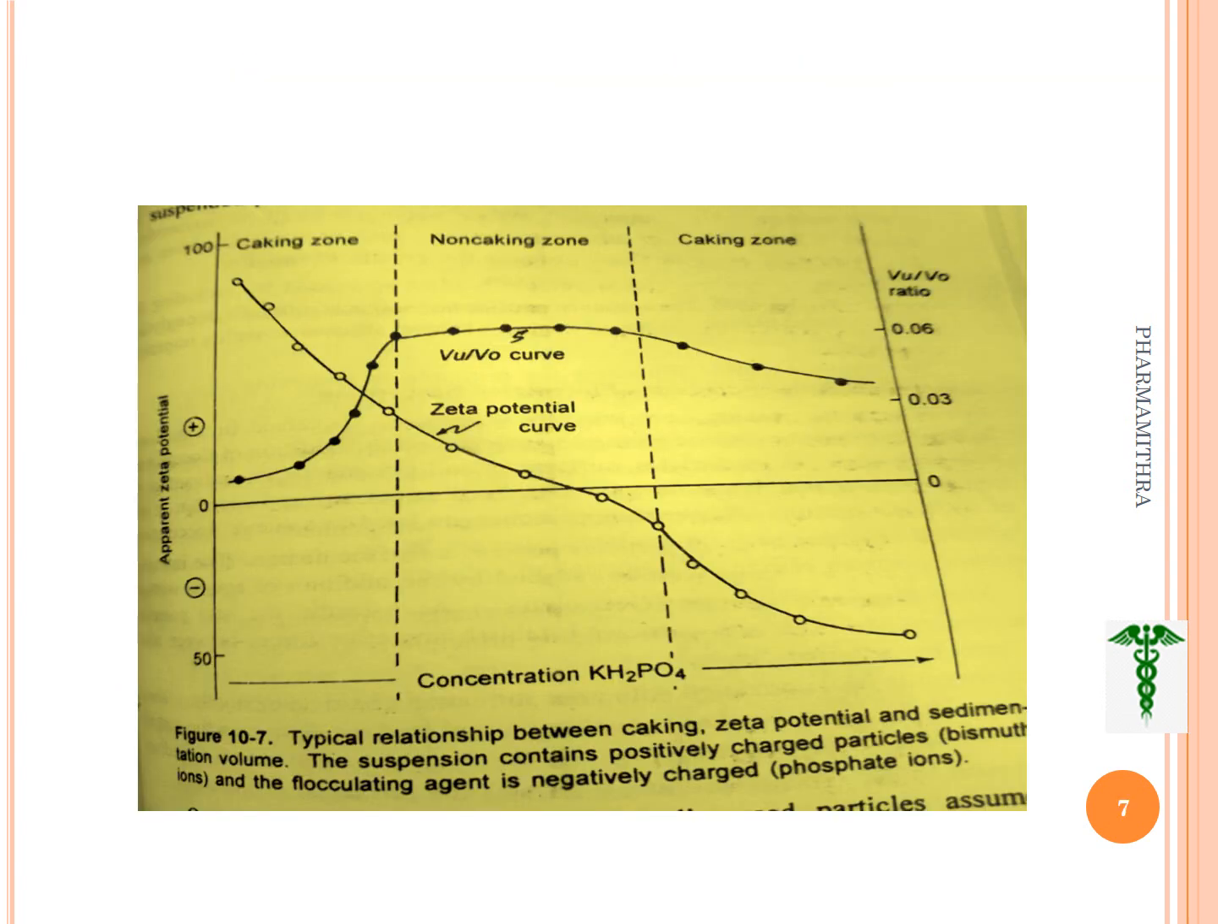So this is a typical relationship showing a caking zone, a non-caking zone, again going to the caking zone. This is a suspension example. What we are doing is that we are telling a formulation. We are taking bismuth ion. That bismuth ion has a positive charge, we know, right? So we are adding the flocculating agent, a negatively charged phosphate ion. If you are plotting the apparent zeta potential and we are adding potassium hydrogen phosphate, which is a flocculating agent or negatively charged ion, based on that we are getting this curve.